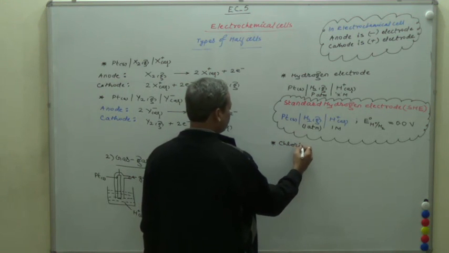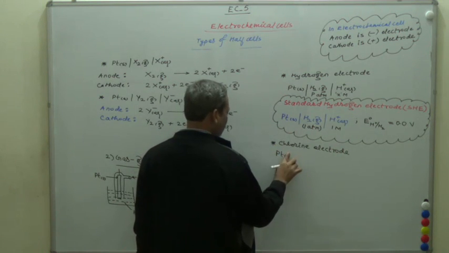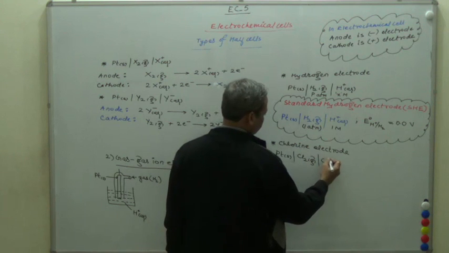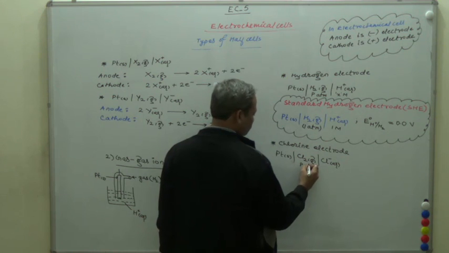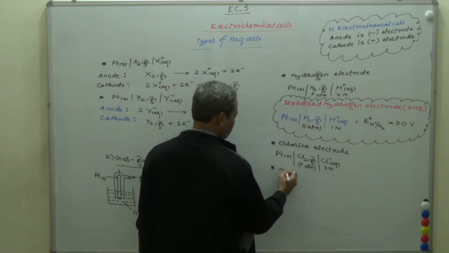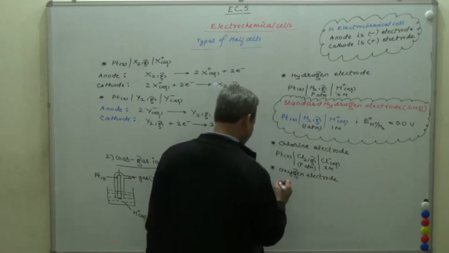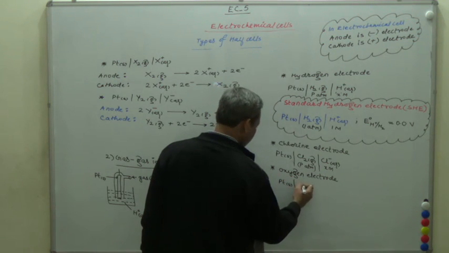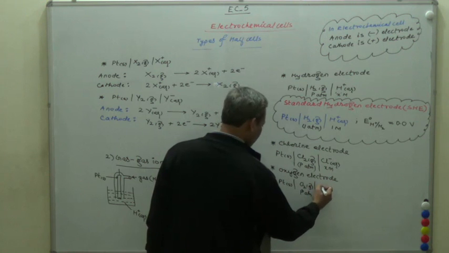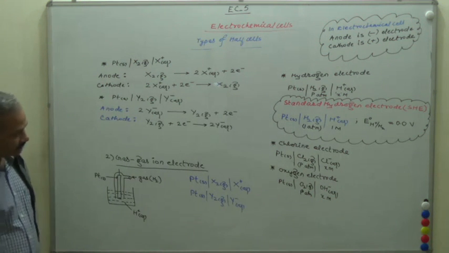We can consider the chlorine electrode. In the chlorine electrode, chlorine gas is passed over platinum and dipped in a solution of chloride ion having some concentration. If we consider the oxygen electrode, platinum in solid form, O2 gas at some pressure P atmosphere and hydroxide ion in aqueous form at X molar concentration.